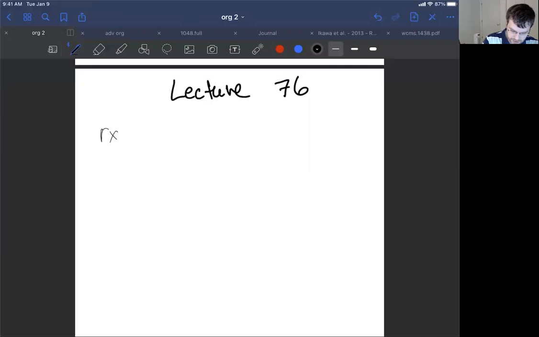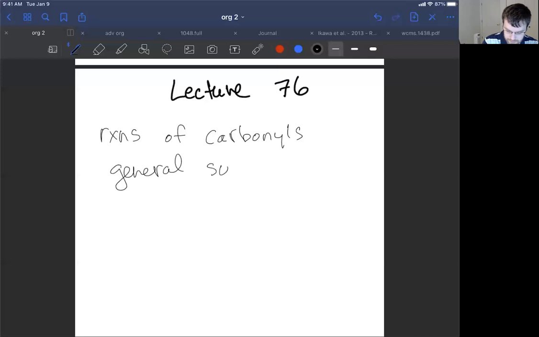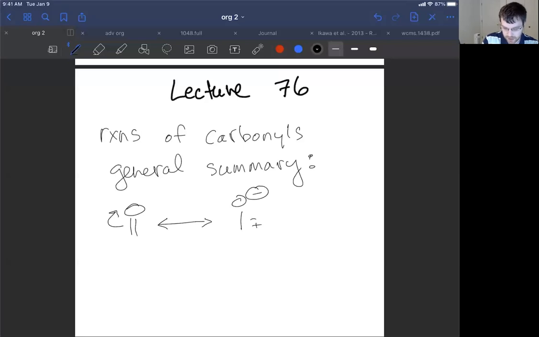So reactions of carbonyls, and these are a general summary. Okay, so to start, what we want to do is take the carbonyl, just the carbonyl, the C=O double bond, and then consider a resonance structure because it's this resonance structure that really gives us an idea as to what is happening and why things are happening with the carbonyl.